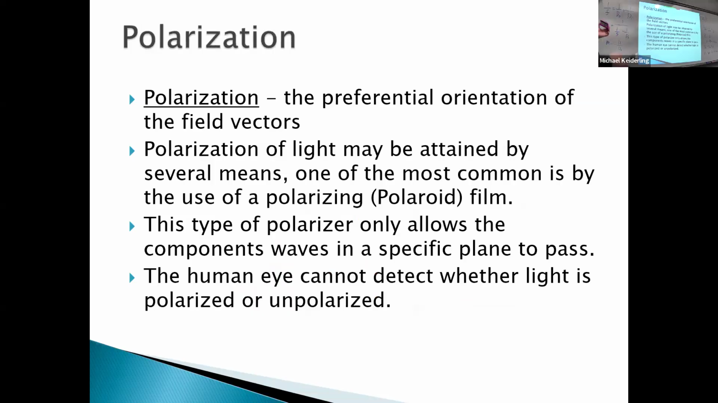So polarization is the preferential orientation of field vectors, and the polarization of light can be attained by several means, the most common of which is to use a polarizing or Polaroid film. Polaroid cameras are made by the Polaroid company, who made money by making polarizing films originally. And this type of polarizer only allows the components of waves in a specific plane to pass. It's hard to tell if it's only allowing the vertical component or only the horizontal component here. And the human eye cannot detect whether light is polarized or unpolarized.